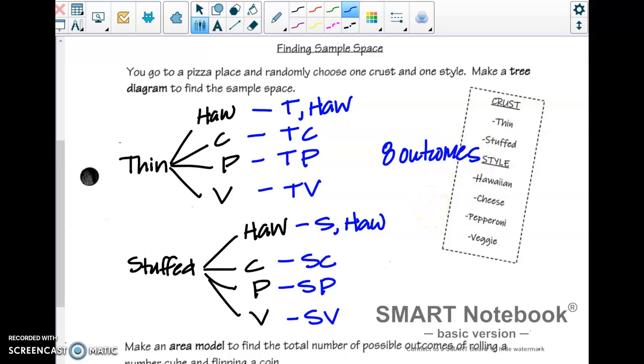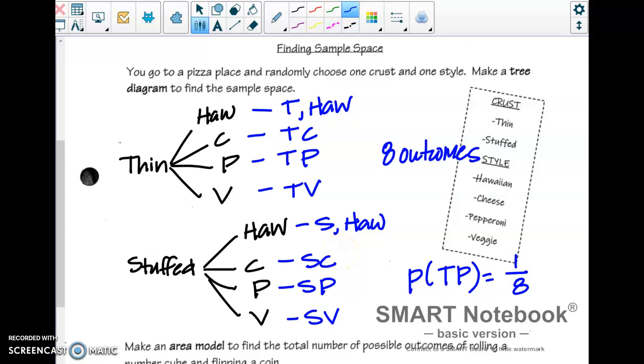So if the question is about probability, like what's the chance you're going to choose thin crust pepperoni? Well, thin crust pepperoni is one of the options out of the 8. So you could say the probability of thin crust pepperoni is 1 out of 8, and that's where you would write that as a fraction. So that is a tree diagram.